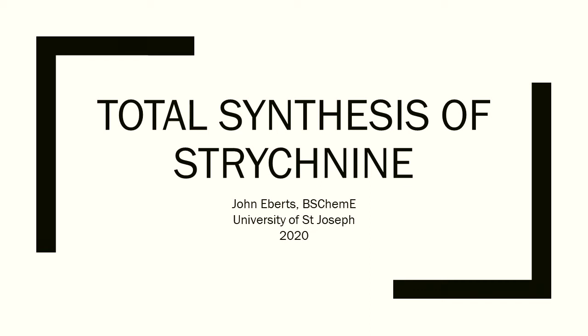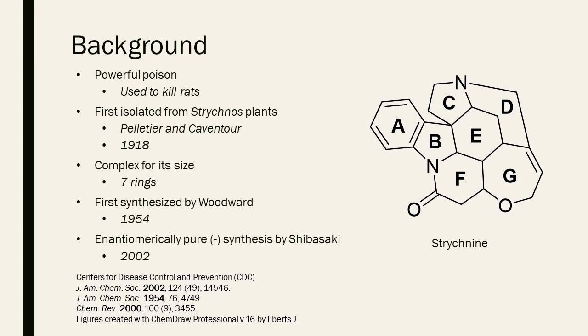This presentation is the total synthesis of strychnine. My name is John Eberts, and my current credential is a Bachelor of Science in Chemical Engineering, but I'm a master's candidate, as we all are, at University of St. Joseph. Strychnine is a powerful poison used today to kill rats.